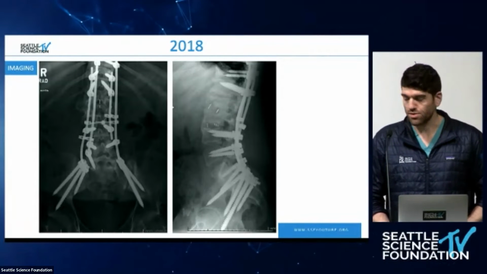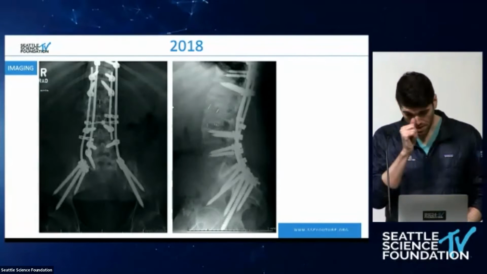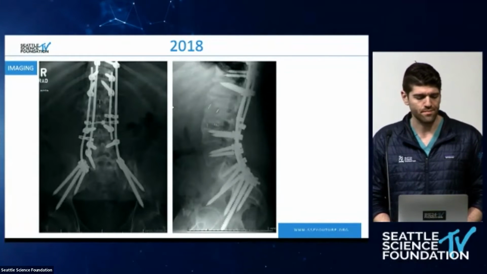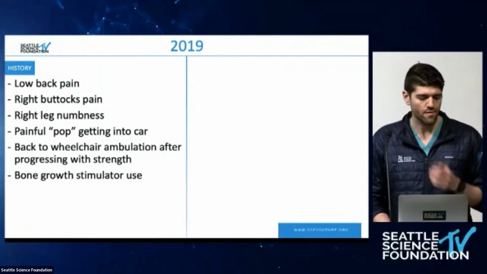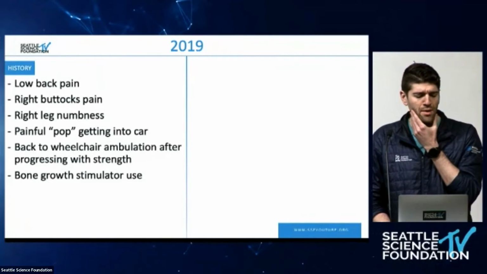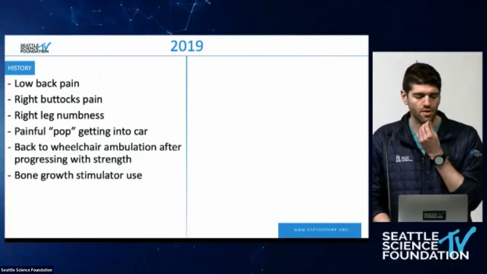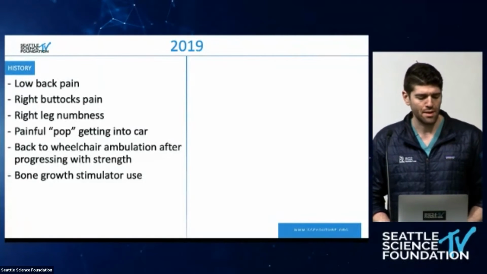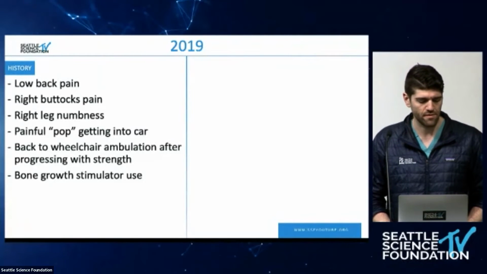Then a few months later, the patient feels a pop when getting into his car, with right leg numbness and progressive pain going up the leg into the buttocks. He was doing better with his strength, but now he's completely confined to the wheelchair.